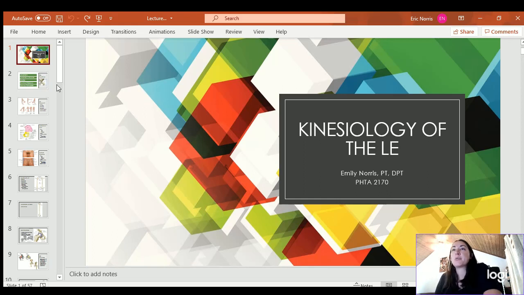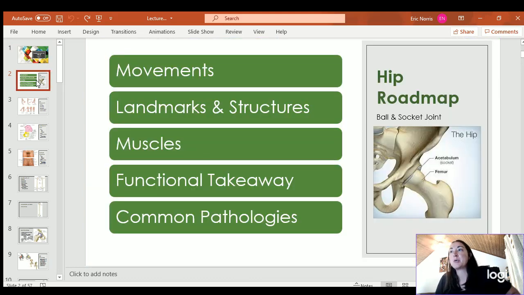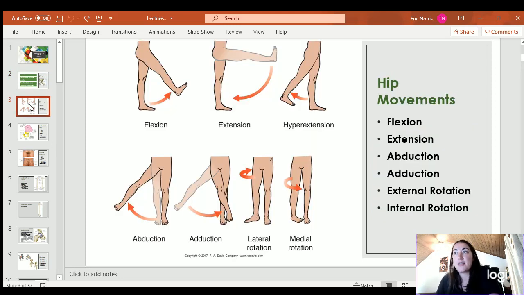So we're going to start going through the kinesiology of the lower extremity. Here is our roadmap for the hip. We'll go through movements, landmarks, muscles, some functional takeaways, and then some common pathologies, most of which we've covered in Rehab 1. So at the hip, we have flexion, extension, hyperextension.